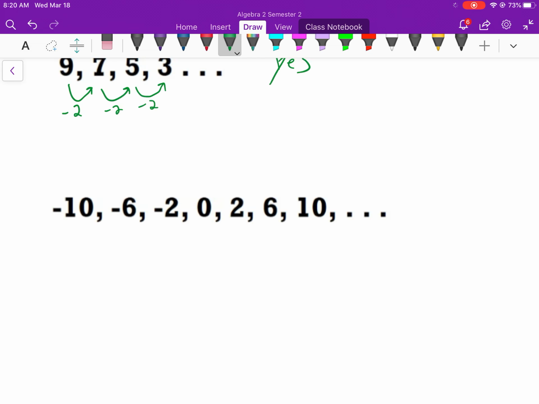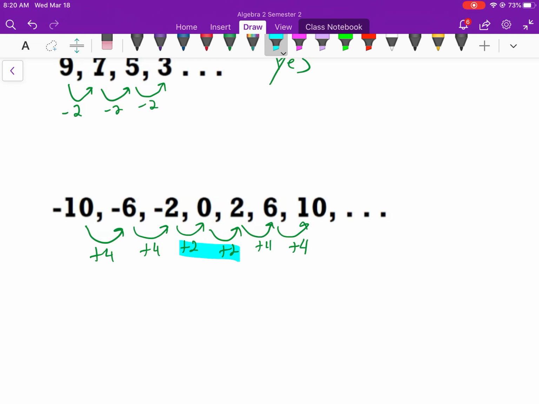So going here, negative 10 to negative 6, that's plus 4, plus 4, plus 2, plus 2, plus 4, plus 4. The fact that these are plus 2 instead of plus 4 tells me that it is not arithmetic. In order to be arithmetic, it follows that same pattern of adding all the way through the sequence. So in this case, no, it is not arithmetic.